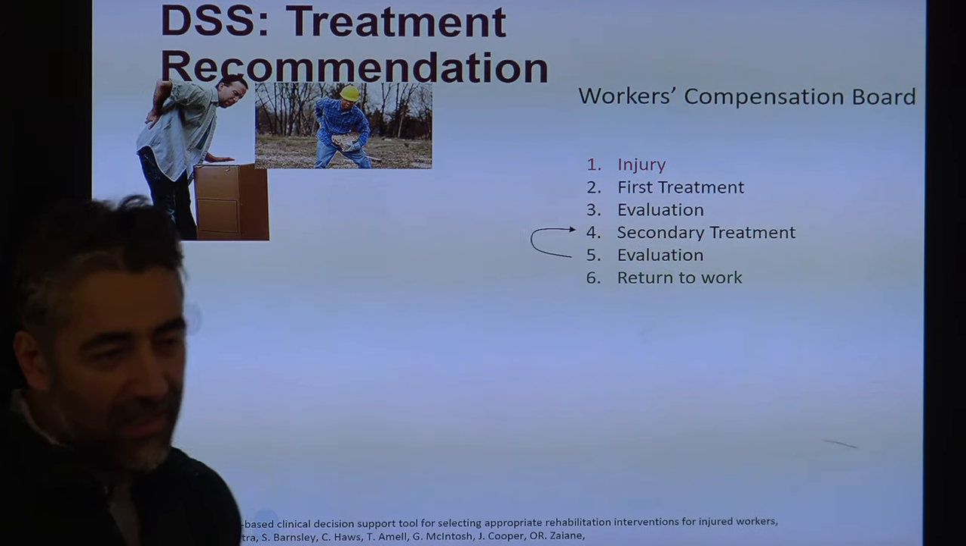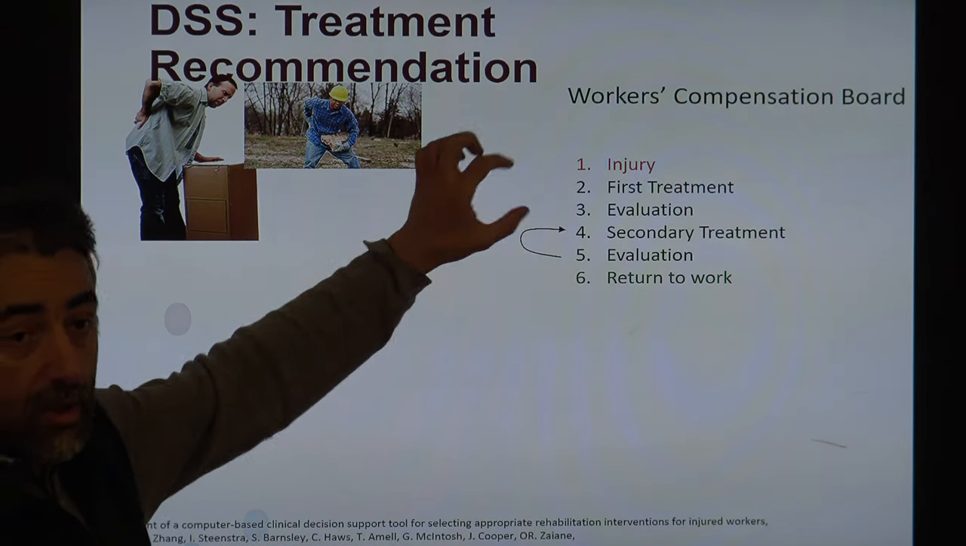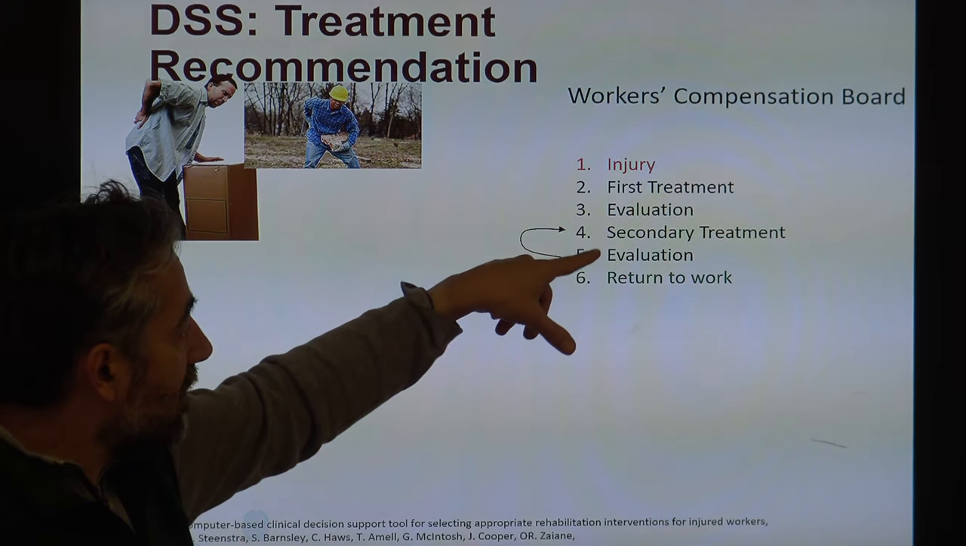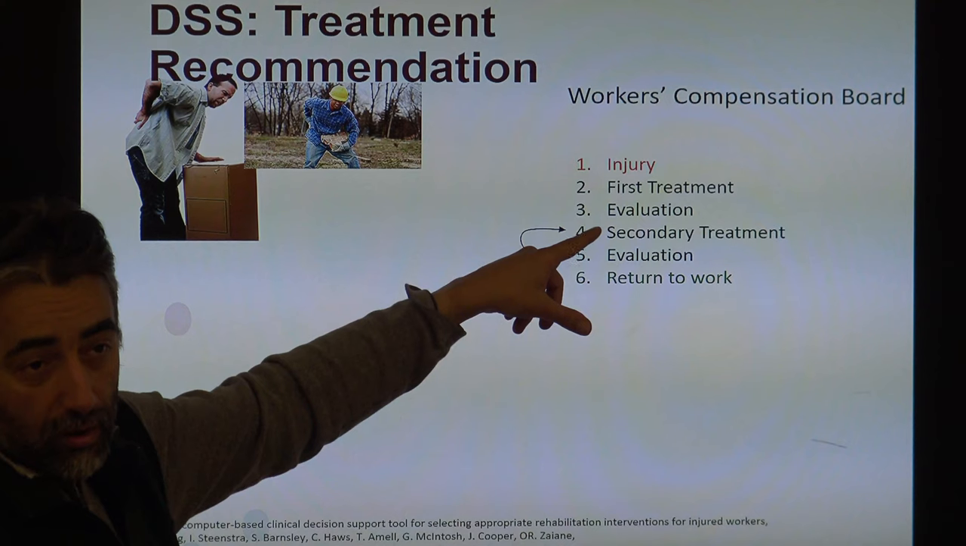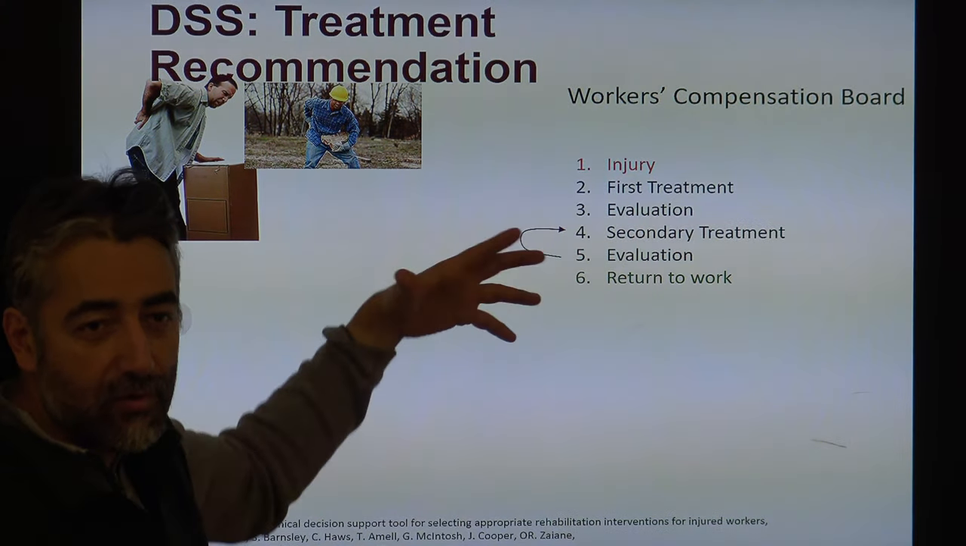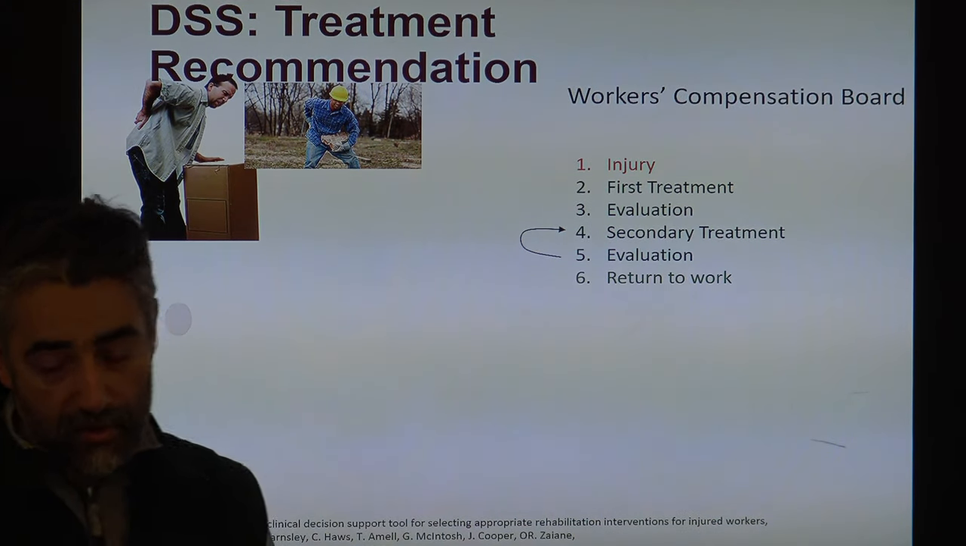And that delays their return to work, and that costs money, because they're not productive, they're not getting the salary they want, and it costs money also for the treatments. So you want to reduce this iteration as much as possible. The iteration also means that the secondary treatment was not the right one. Another one would have been better, and so forth. So there are mistakes. Mistakes result in these long iterations.